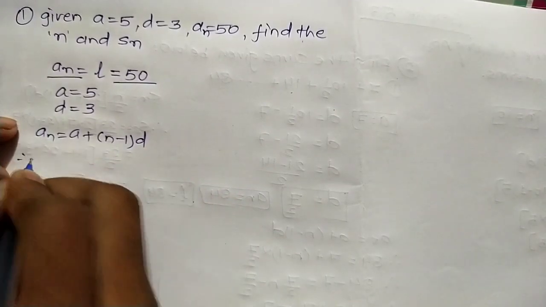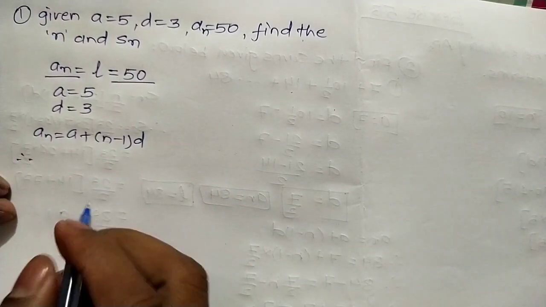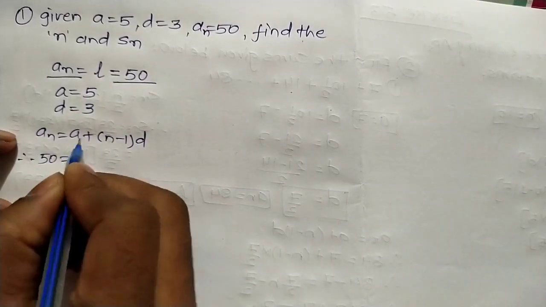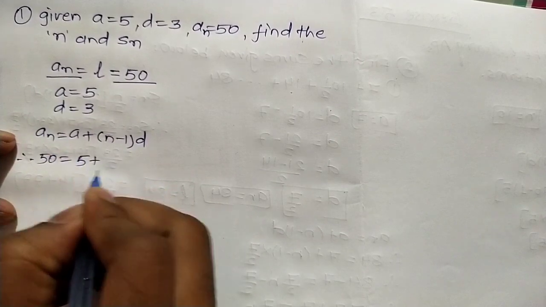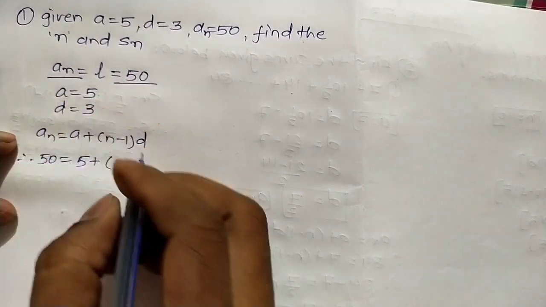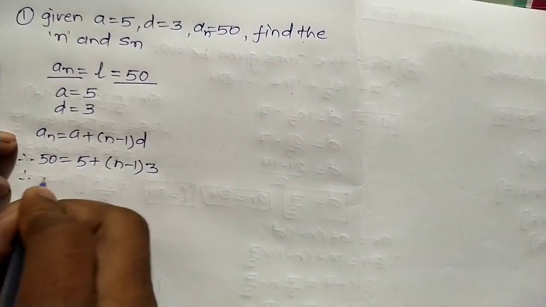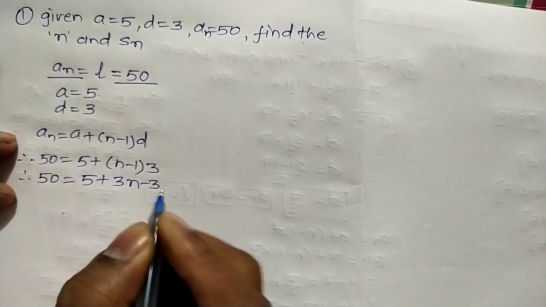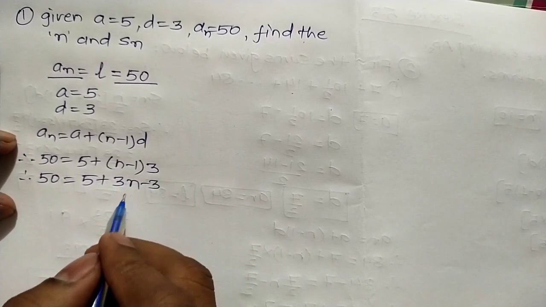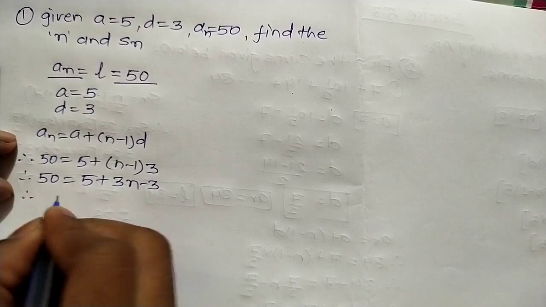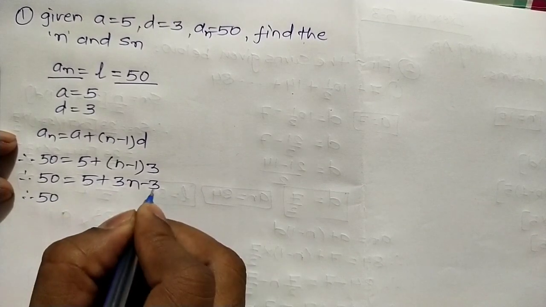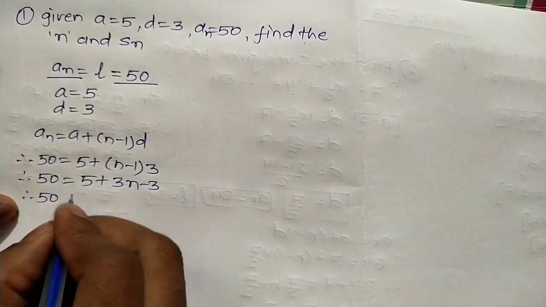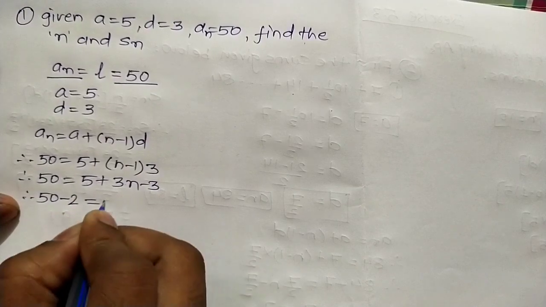Okay students, here we substitute all the values in the formula. An equal to 50. The value of a is 5, n minus 1 into d, d equal to 3. Here 50 equal to 5 plus 3n minus 3. n minus 1 is multiplied by 3, then we get 3n minus 3. Okay, here 5 minus 3 equal to 2, and 2 is shifting to the left side. 50 minus 2 equal to 3n.